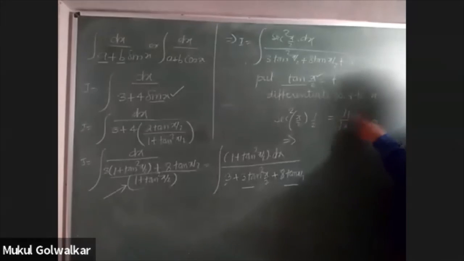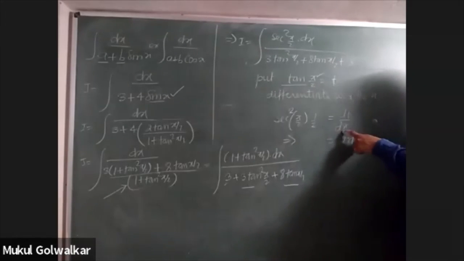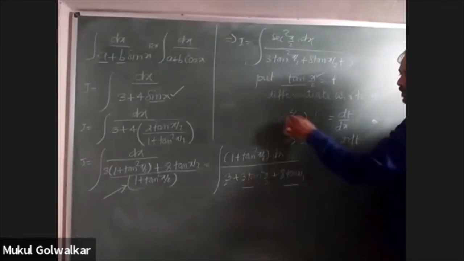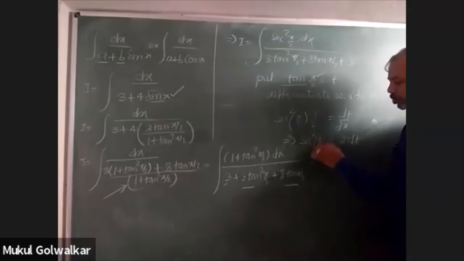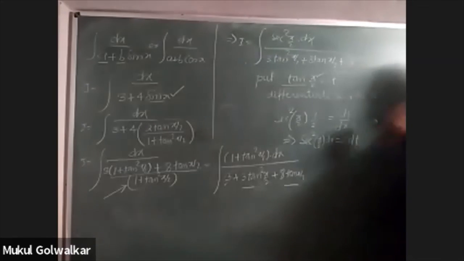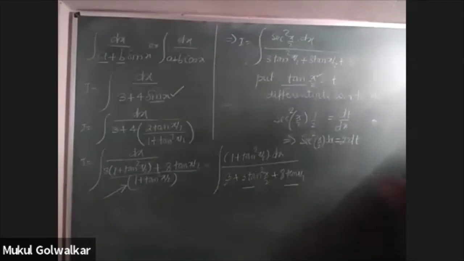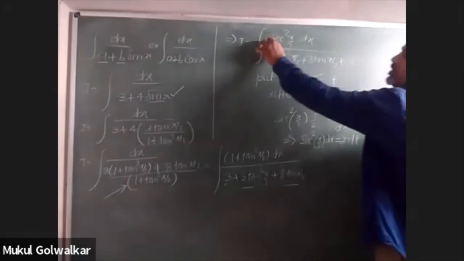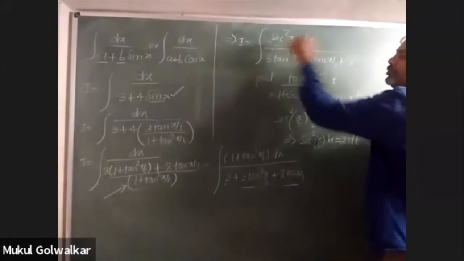Let me write on the right hand side. So that will be written in the form of 2 times dt here. And this dx should be written along with quantities containing x. So I write sec square of x by 2 into dx is equal to 2 times dt. Correct? So sec square x by 2 into dx will be equal to 2 times dt.